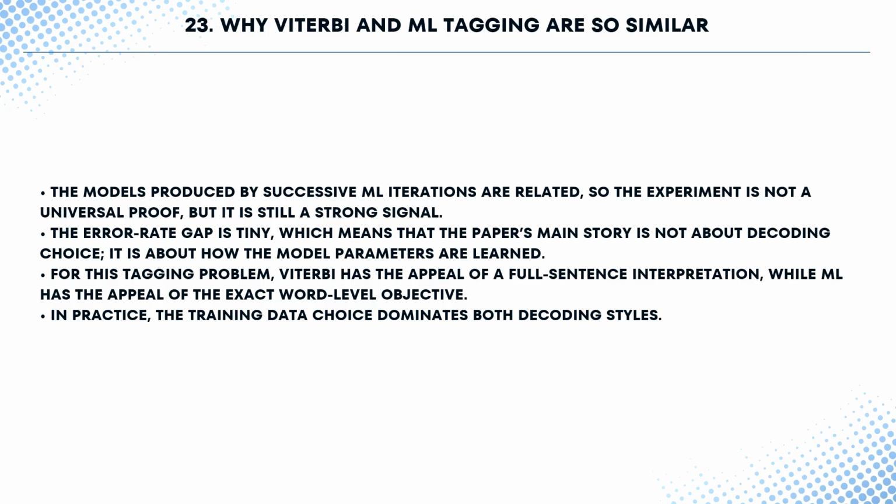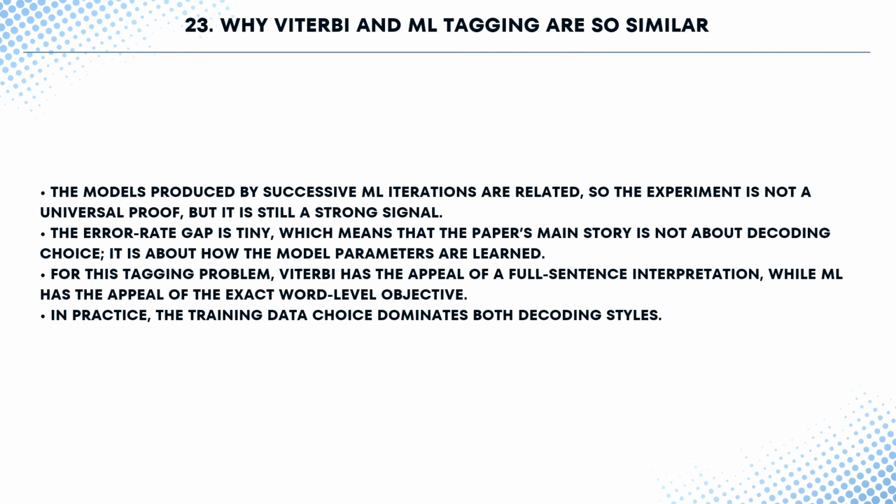Now we begin with an interesting observation from the experiments. The first point states that the models produced during ML iterations are related. This means that ML training gradually updates the parameters, so the successive models are not drastically different. Because of this, the outputs of Viterbi and ML decoding remain similar.